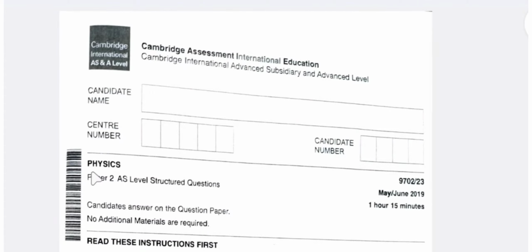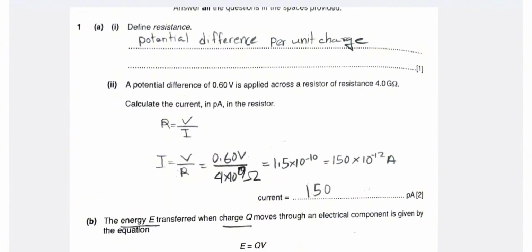In this video, we'll be discussing Physics Paper 2, structured question, 2019 May-June, variant 23, subject code 9702. Question 1 part A: define resistance. We know that resistance is equal to voltage divided by current, that is, potential difference per unit current.